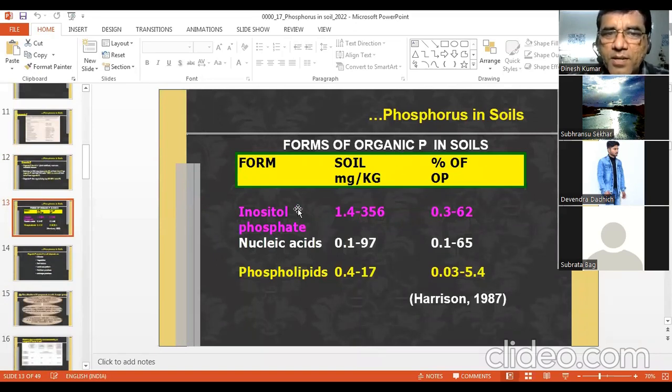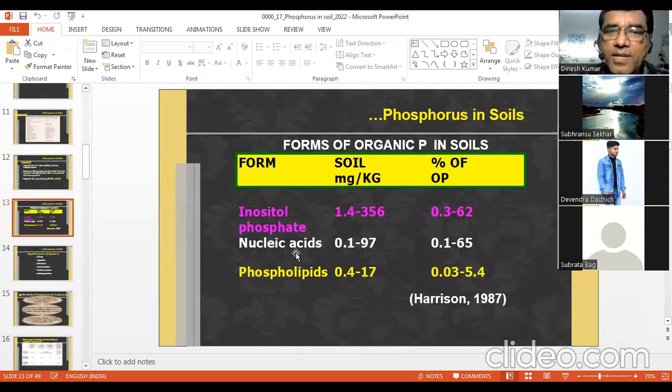Inositol phosphate. Inositol phosphate is most important, and its content in soil may be 1.4 to 356 milligram per kg soil. And by percentage, it can be 0.3 to 62% of the total organic P. Or roughly, I told you 50%, whatever organic P is there. In this, 50% is contributed by inositol phosphate.